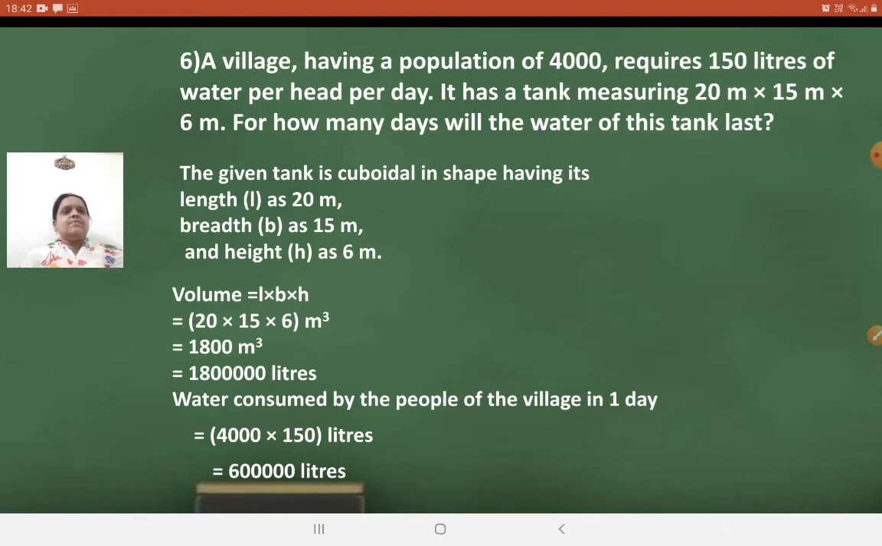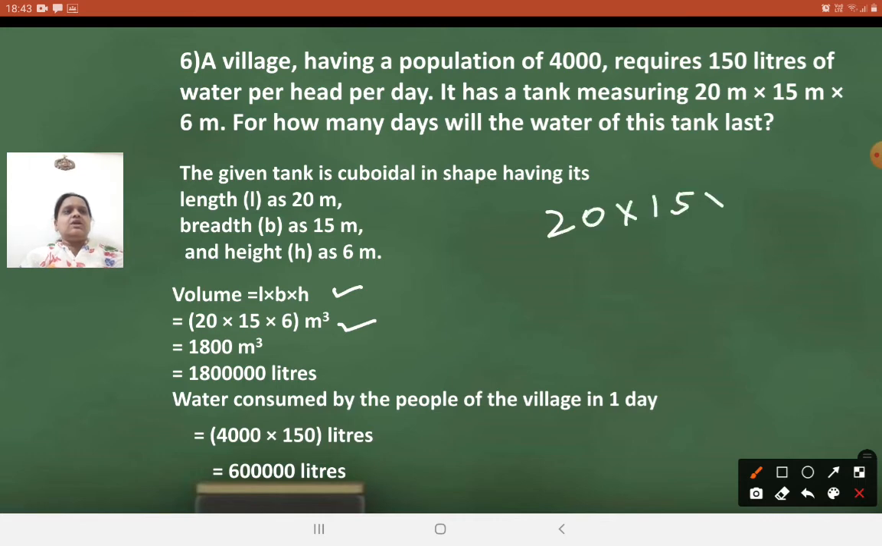Just look here. You can see the given tank is a cuboidal shape. So length equal to 20 meter, breadth equal to 15 meter, and height equal to 6 meter. So apply the formula L into B into H, 20 into 15 into 6. You can multiply anyhow. 15 2s are 30. So 300 into 6. 6 3s are 18.